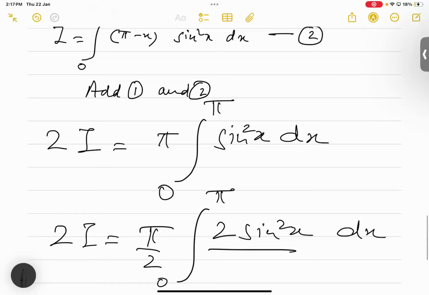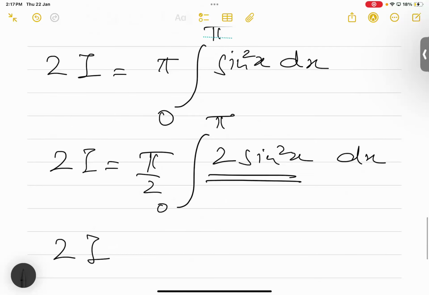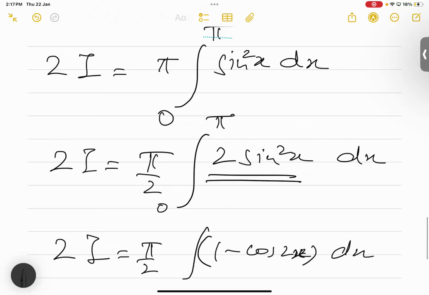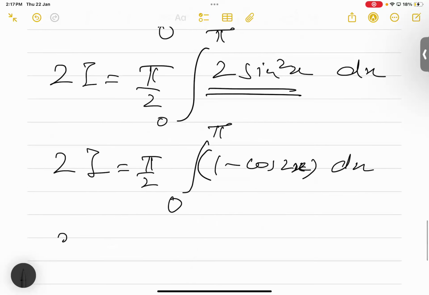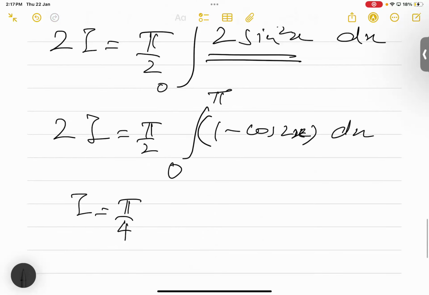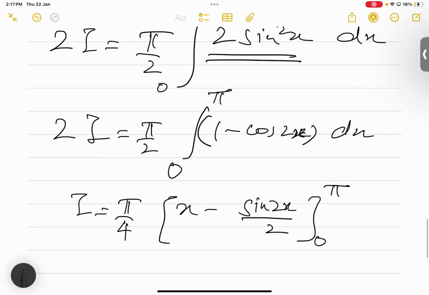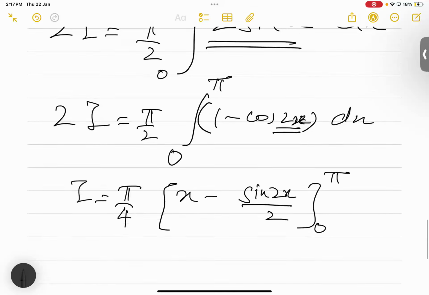And what is 2 sine square x? 1 minus cos 2x. So I is equal to pi by 4 times x minus sine 2x upon 2. Why x minus sine 2x upon 2? Chain rule, the derivative of 2x will also come down. After this, box minus box.